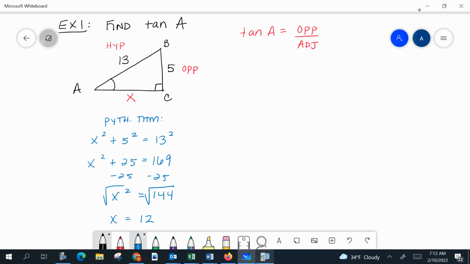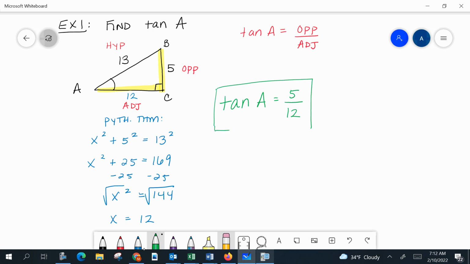And you don't always get a whole number, just so you know. You might get a radical too, and I think we'll see that in our next example. So I'm now going to label this side 12, and this is what we would call the adjacent side. So now let's set up the tangent ratio of angle A. We would say tangent of A is equal to this opposite side, which is 5, over this adjacent side, which is 12. And just like that, that is going to be our answer for now. Okay, we'll work with this more, and we'll eventually start solving equations, but for now we're just practicing setting up the ratios.